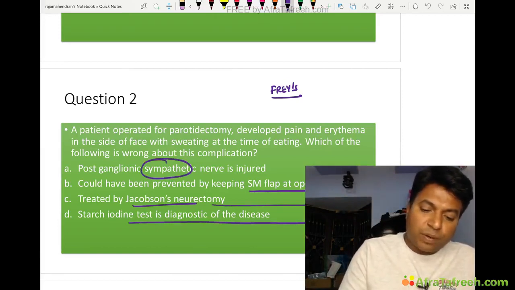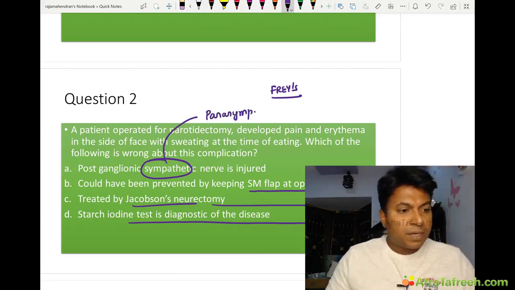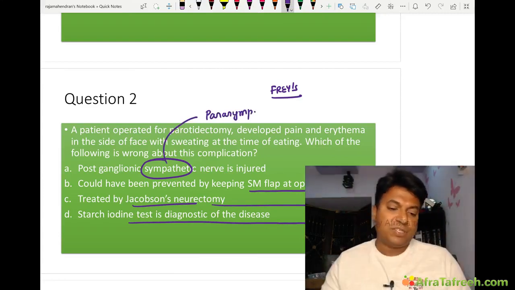Post-ganglionic what nerve is injured? It is not sympathetic. It is parasympathetic nerve that is injured. Okay.